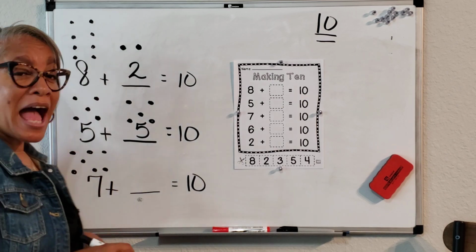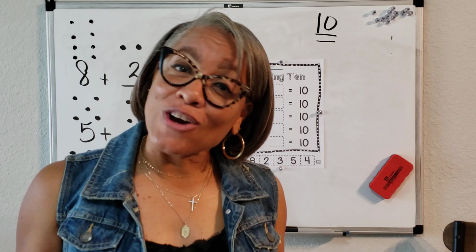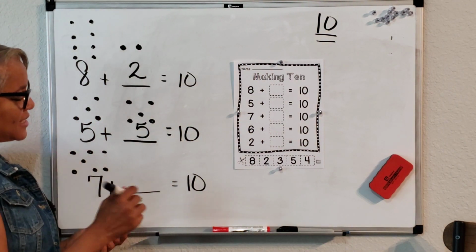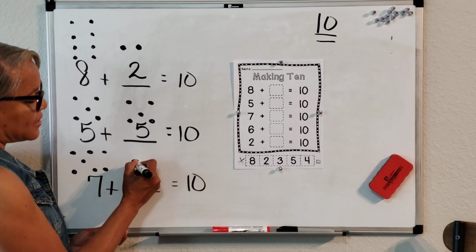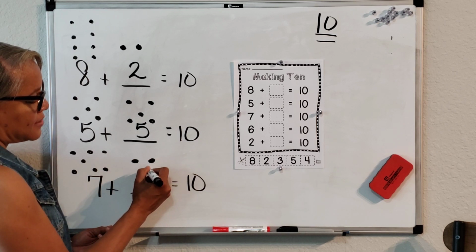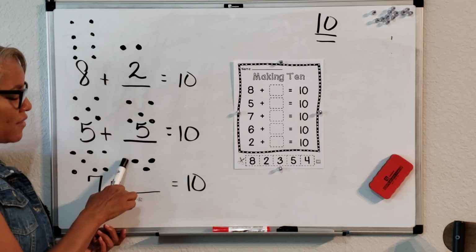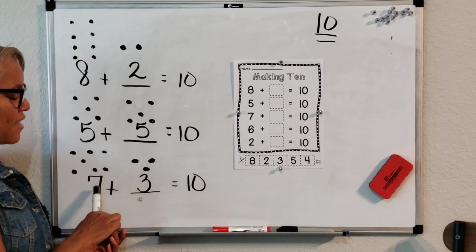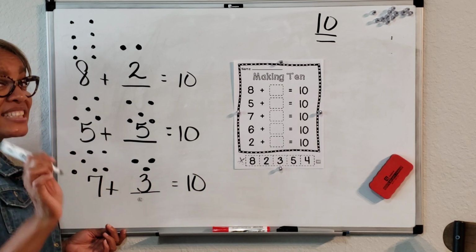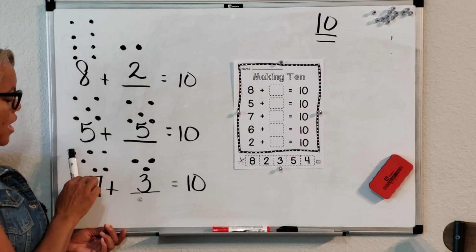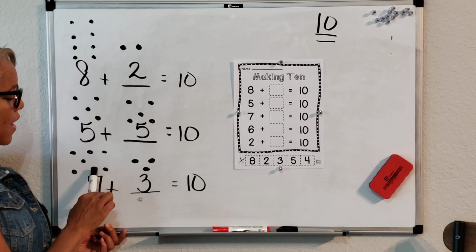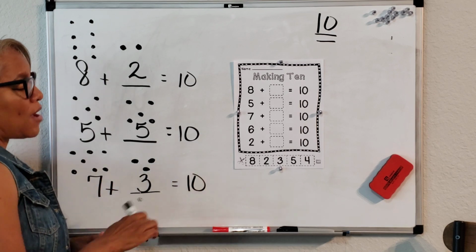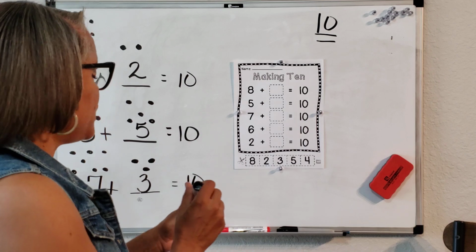I drew 7. But how many dots do we need? We need a total of 10. So we have 7. So let's keep counting and drawing dots. 7, 8, 9, 10. How many more dots did we have to draw, guys? 3. So our other add-in is 3. Because 7 plus 3 equals 10. But let's count the dots to make sure. 1, 2, 3, 4, 5, 6, 7, 8, 9, 10. That's our sum.